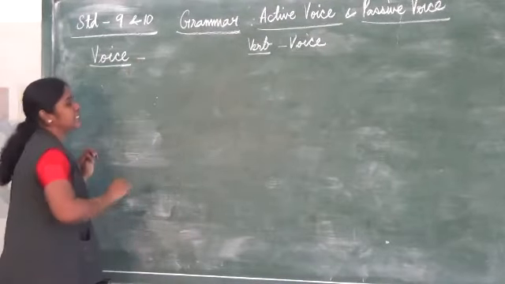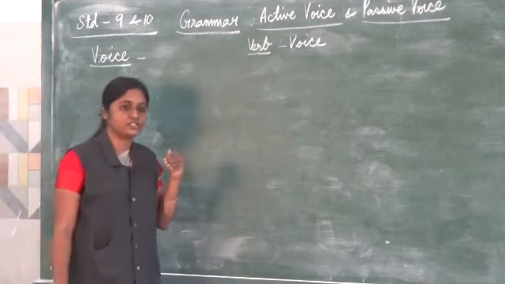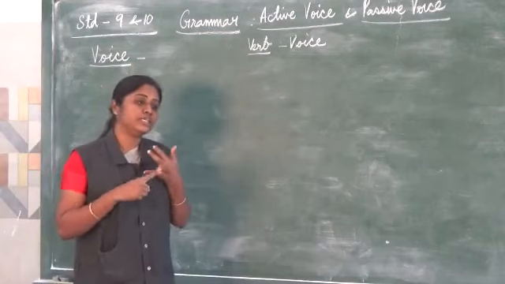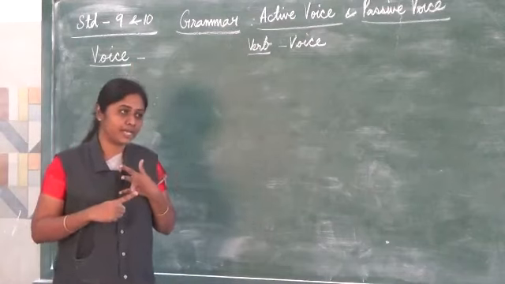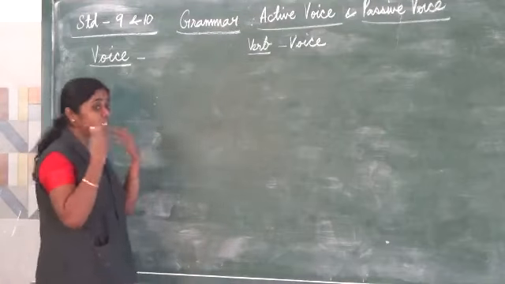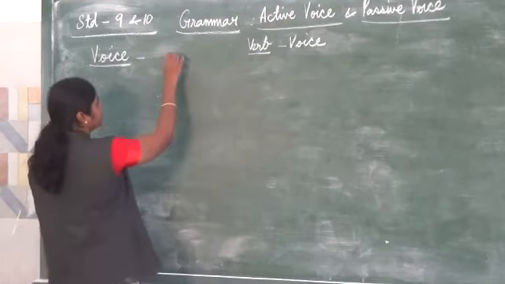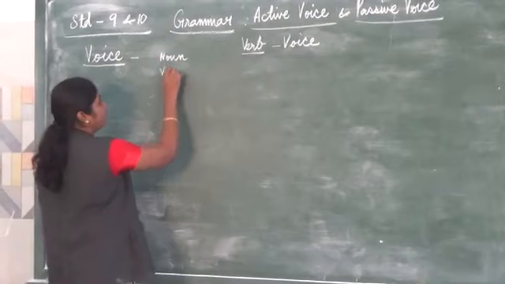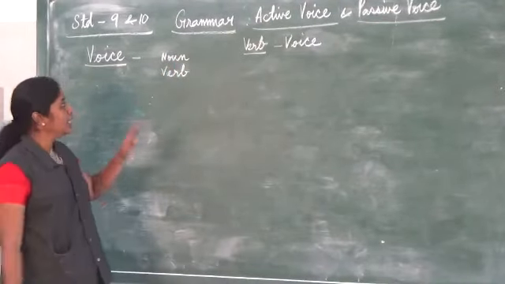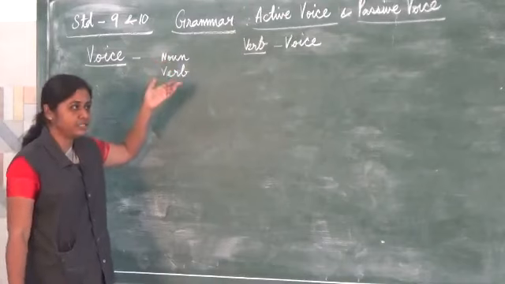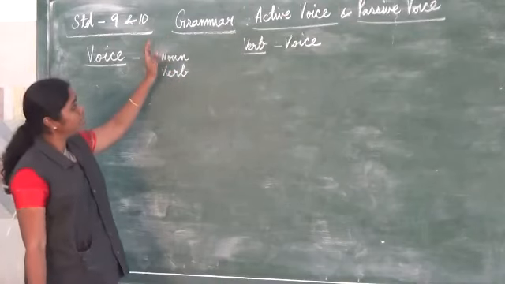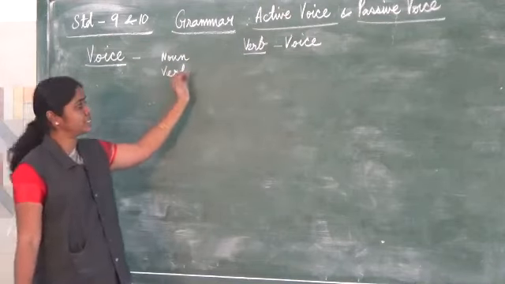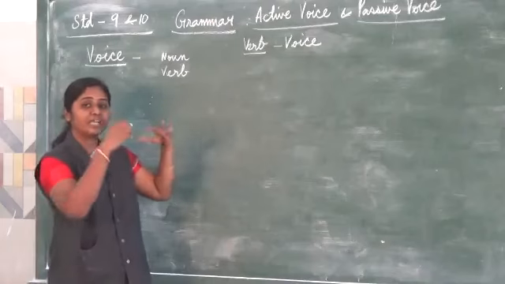Voice means, see, in a sentence, in your lower classes you would have learnt about parts of speech, and also in your 7th or 8th standard you would have learnt about sentence pattern. So when you recall parts of speech, you would have come across noun and verb. Clear? Now what is meant by a noun? We know it is a naming word. Under noun we have person, things and animals. What is meant by a verb? A verb is an action word which denotes what action is being done.